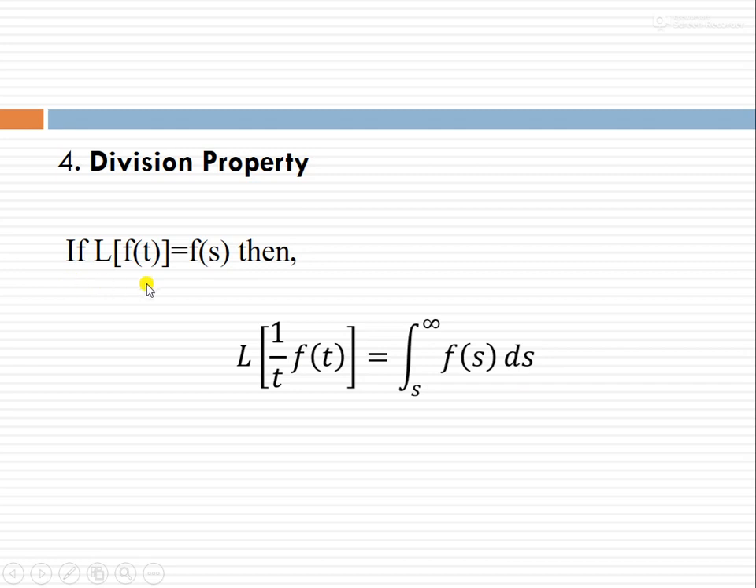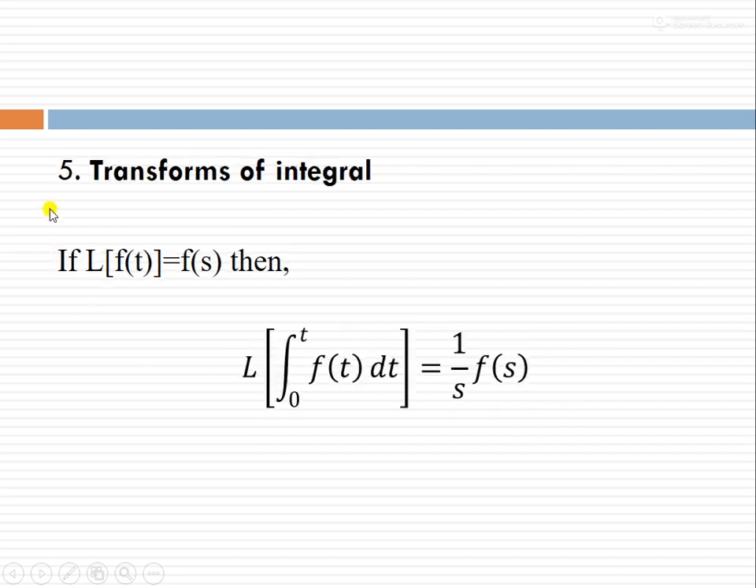Another one is the division property. Here Laplace transform of 1 by t into f of t can be written as integral s to infinity F of s ds. The fifth one is transform of integral. Here Laplace transform of integral 0 to t f of t dt can be written as 1 by s F of s.